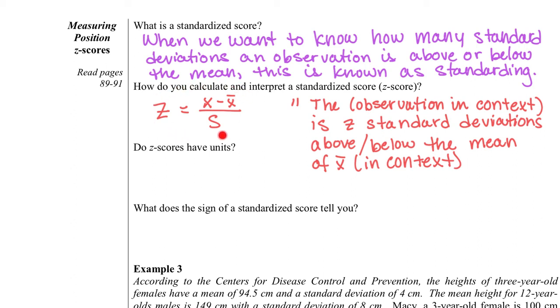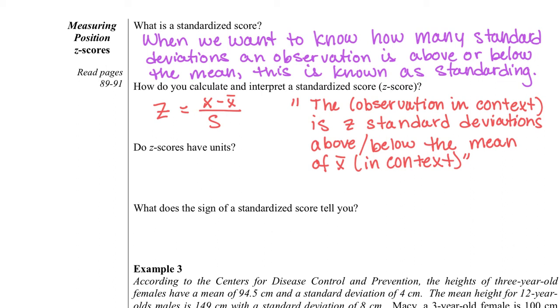The formula for this, and don't panic yet, it's actually a very easy formula to use. It's the z-score. It's equal to your observation minus your mean divided by your standard deviation. So the observation in context is z standard deviations above or below the mean, the actual number, and you want to write it in context. Don't get too caught up on this, because it'll make more sense once we do an example. So go ahead and take a moment to copy all of that down.